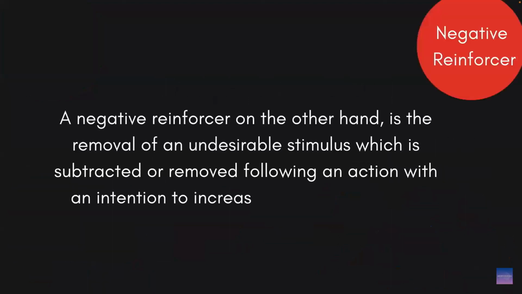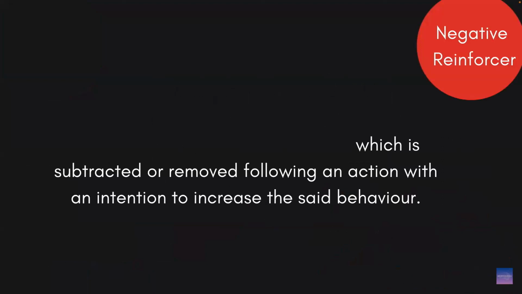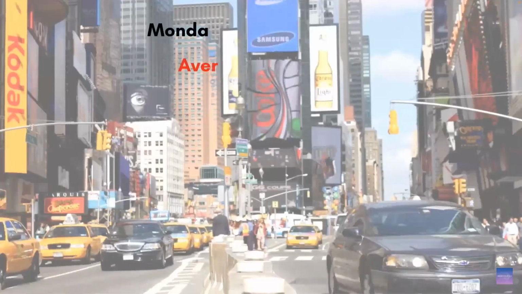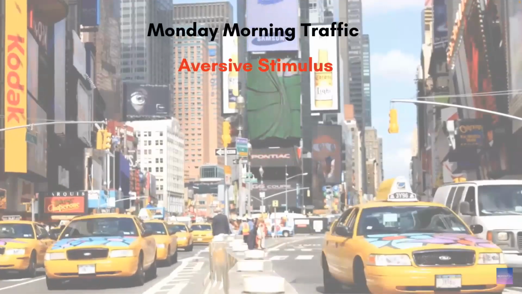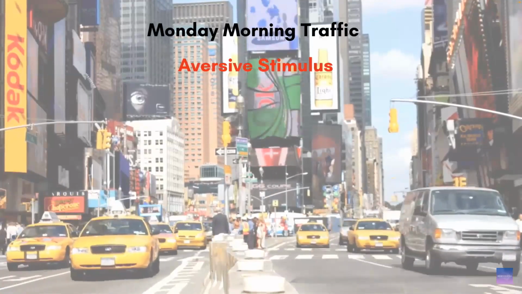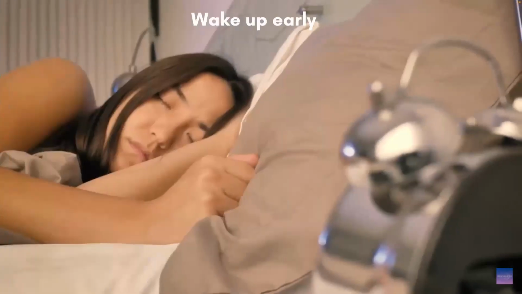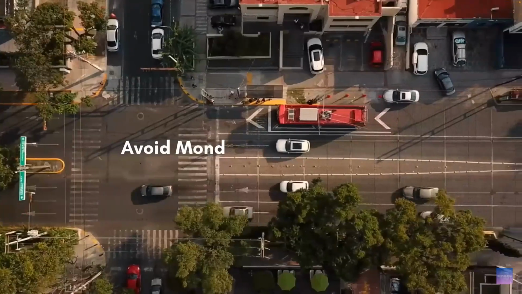A negative reinforcement or negative reinforcer, on the other hand, is the removal of an undesirable stimulus, which is subtracted or removed following an action with the intention to increase the said behavior. Let's take an example from everyday life. For instance, you dislike getting stuck in traffic on your way to work on a Monday morning. So to avoid the traffic, you wake up early and leave early, and thereby you avoid all of that Monday morning rush.